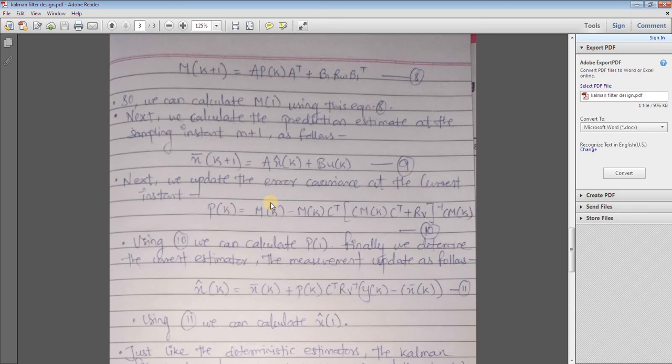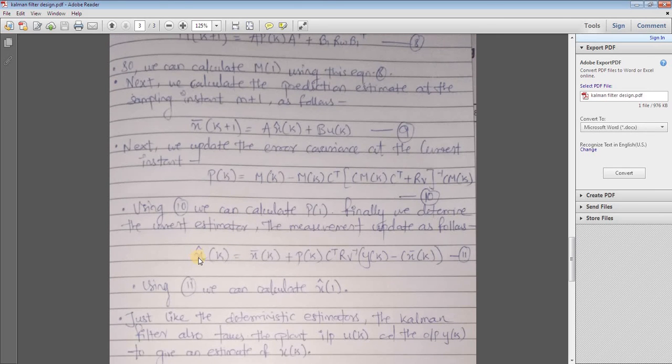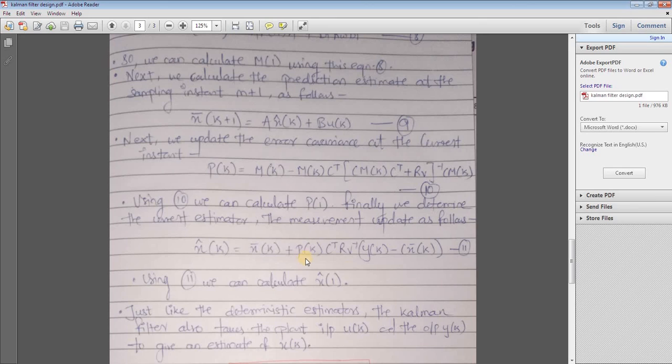So finally we have successfully determined the current estimator, the measurement update, which is as follows. x cap of k is the measurement update, which is x bar of k plus P of k C transpose R_v inverse times y of k minus C x bar of k. This is equation number 11, and using equation number 11 we can calculate x cap of 1. So we can find x cap of 1, P of 1, M of 1, etc. for the filter.